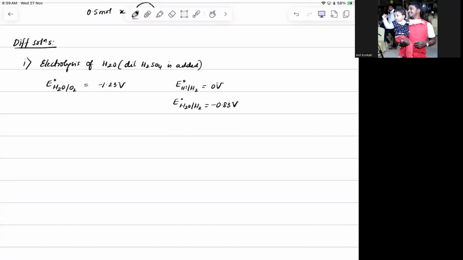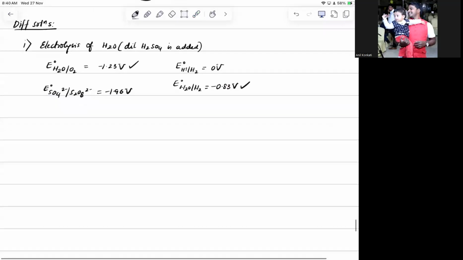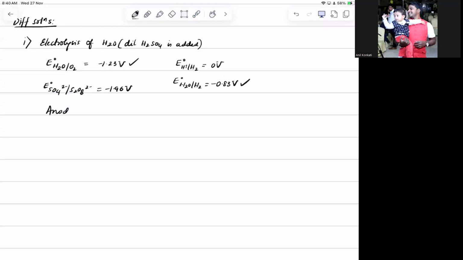On adding such dilute H2SO4, at the anode there is one more reaction that can compete, that is SO4 2 minus can also get oxidized to S2O8 2 minus, and for that the E naught value is minus 1.96. Now notice between these two reactions, the amount of H plus is extremely less and the amount of SO4 2 minus is very, very small in this case. So what we expect in water is mainly this one and this one. These two are the reactions we'll expect. So now you notice what the anode reaction is.